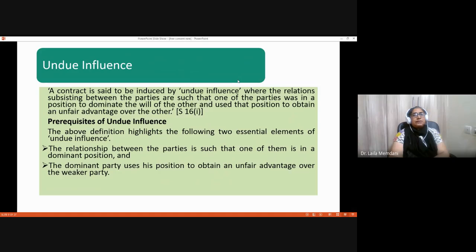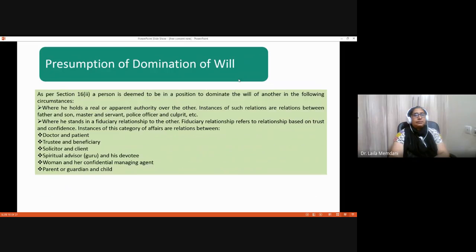The relationship between parties is such that one of them is in a dominant position, and the party in the dominant position uses that position to obtain unfair advantage over the weaker party. Now, as per the Indian Contract Act, a person is supposed to dominate the will of the other under the following circumstances: when he holds a real or apparent authority over the other.